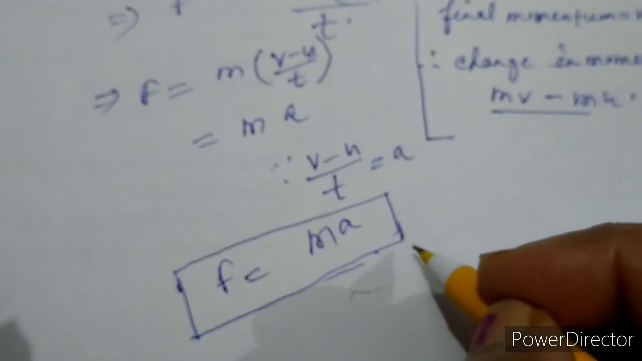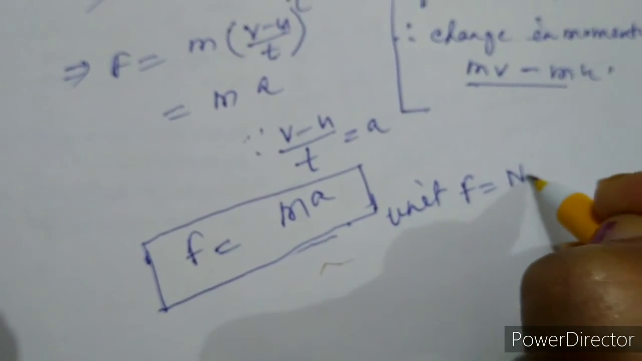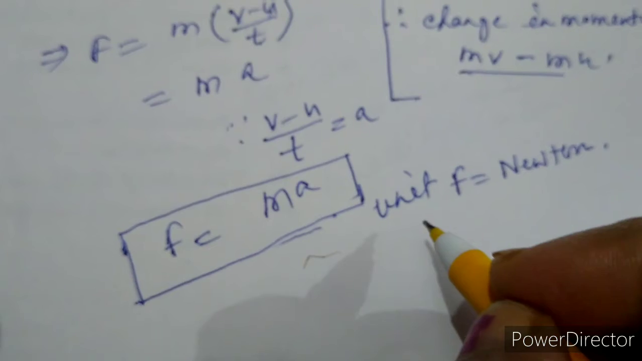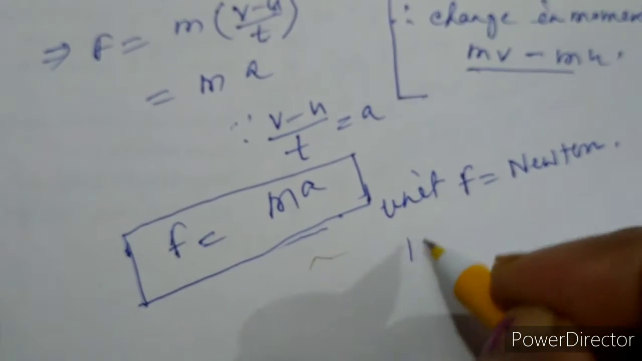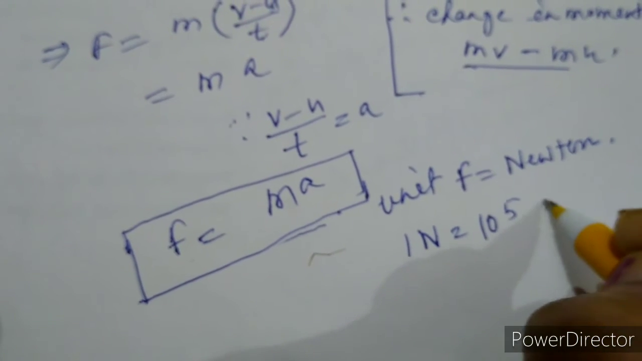And what is the unit of force? The unit of force is Newton. And 1 Newton is equal to 10 to the power 5 dyne.